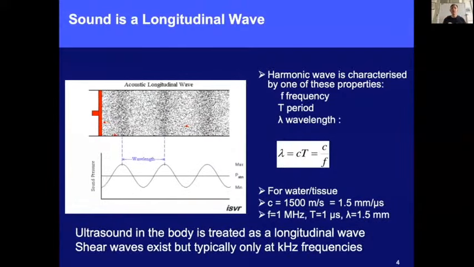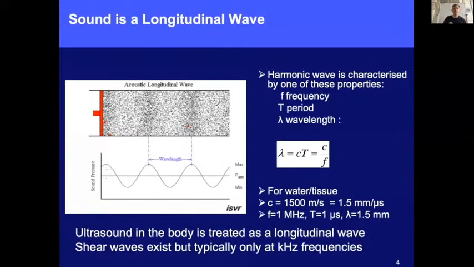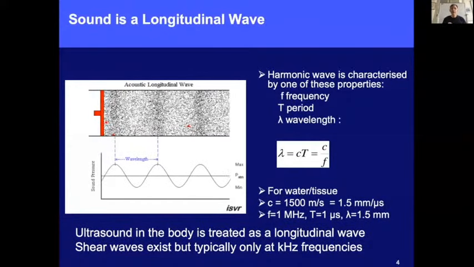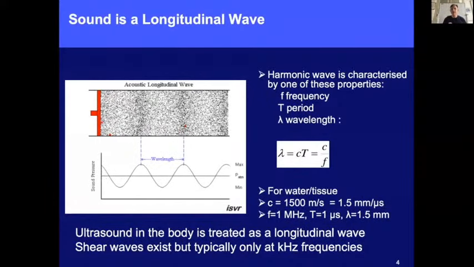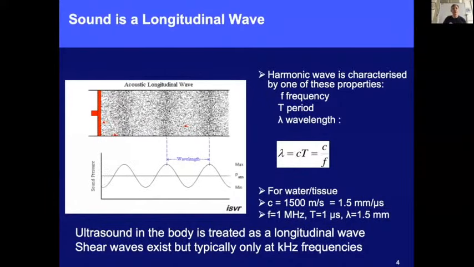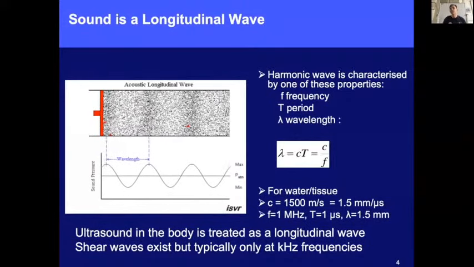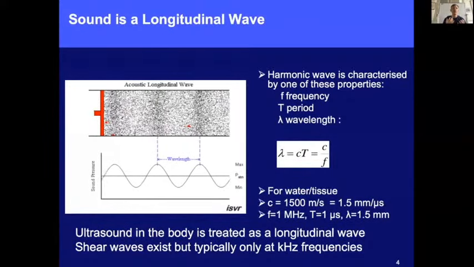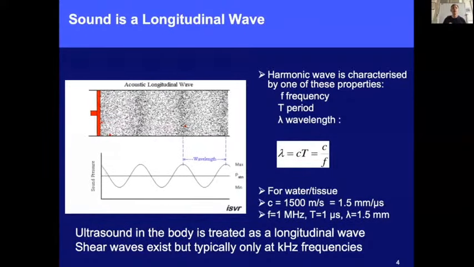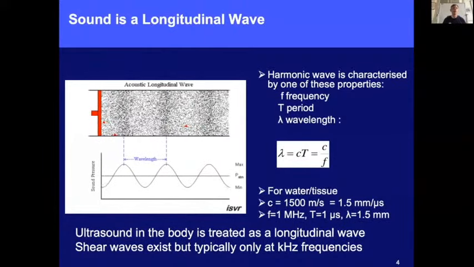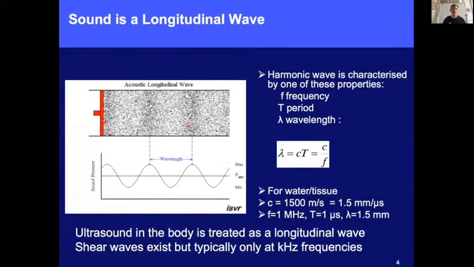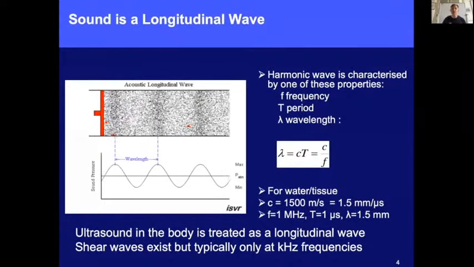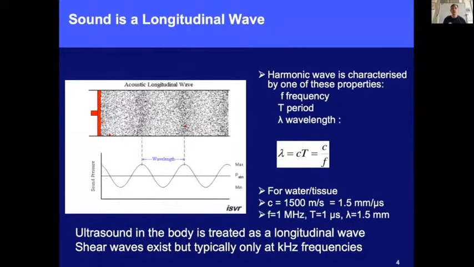And so when we do stuff to do with ultrasound, we will treat ultrasound in the body as a longitudinal wave. Now, in reality, there are shear waves in the tissue. Tissue isn't a perfect fluid, or it's not a fluid. It's more complex than that. But the shear waves tend to only be important at kilohertz frequencies and lower. And so for what we'll be doing, I'm going to treat the tissue in the body at megahertz frequencies as a simple fluid, and we'll only worry about the longitudinal wave components. As I mentioned, there are shear wave components, but that's beyond the scope of what I'm going to be talking about.